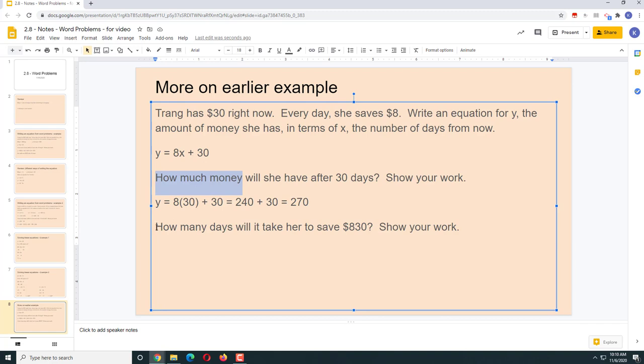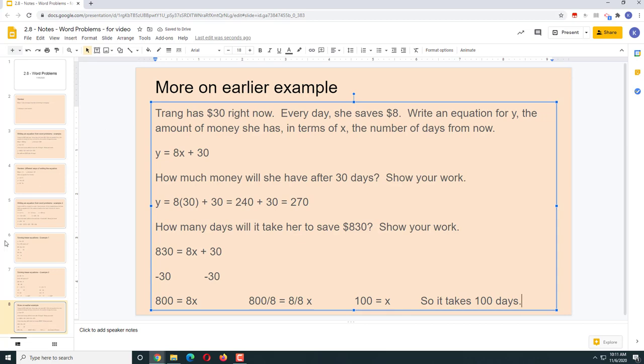What if it says how many days it will take her to save $830? Days here means it's x. We're looking for x. Same formula. But this time we know y is 830 because that's the money. And we want x. So we subtract 30 from each side. And we get 800 equals 8x. Divide both sides by 8. And we get 100 equals x. So it takes 100 days for her to save that much money. Okay, that's it.